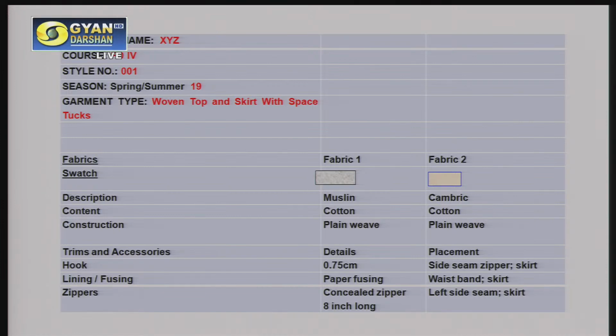So learners, in this particular session we discussed unit 3, body measurement, and unit 4, pattern information and marking. In detail you can study in your study material. Briefly, we have discussed all the topics.